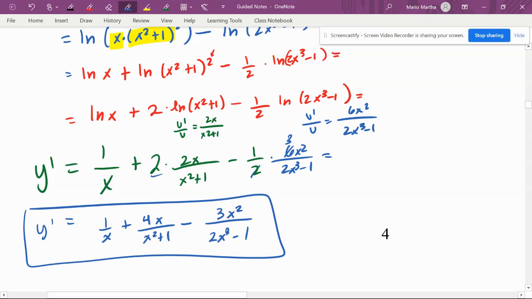So again, if you guys see derivatives involving logs or natural logs, make sure you check to see if you can apply some of the properties of logarithms before trying to find anything else, right?